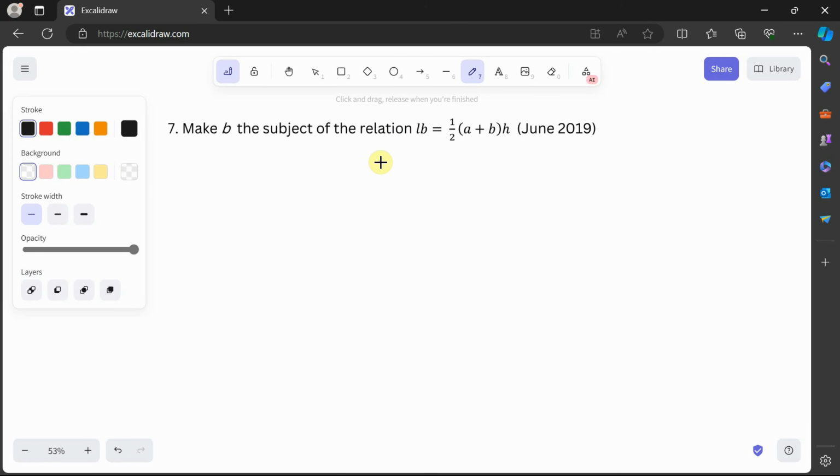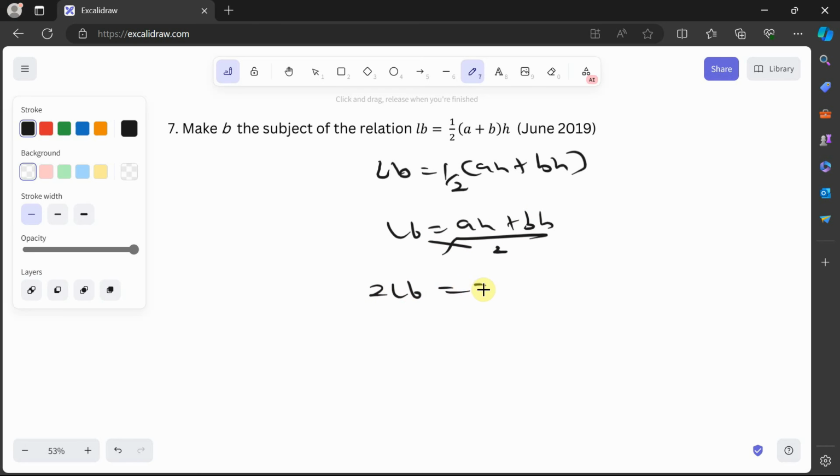So what I can do here is I will just expand the bracket. That will be LB is equal to 1 over 2, a times h is ah plus b times h is bh. So this LB is equal to 1 times this bracket is ah plus bh all over 2. So if I cross multiply, this will be 2LB is equal to ah plus bh. Same thing, to take out the b's to the other side, that will be 2LB minus bh is equal to ah. And if I factor out b from this, 2LB divided by b is 2L minus bh divided by b is h is equal to ah.